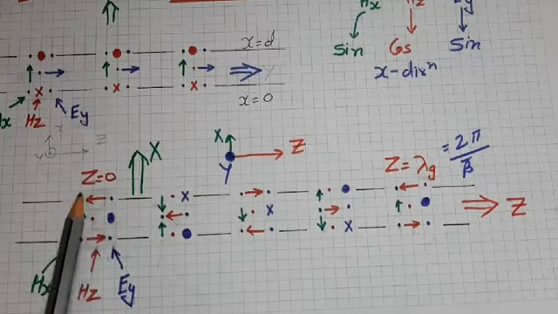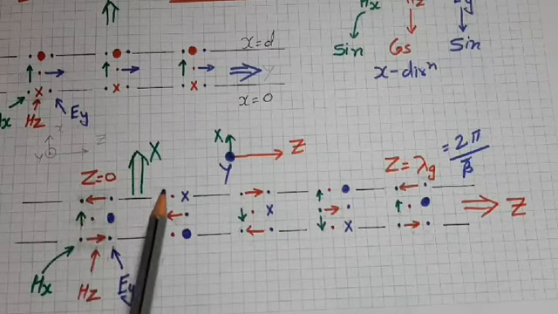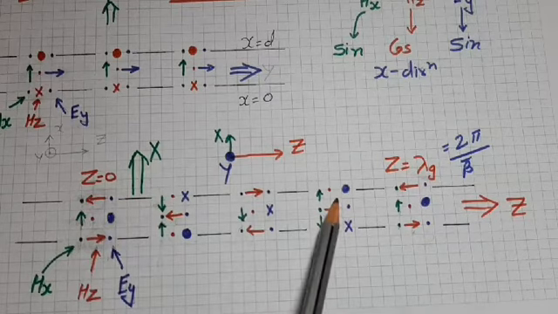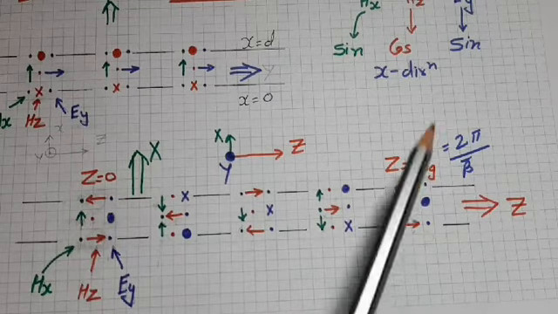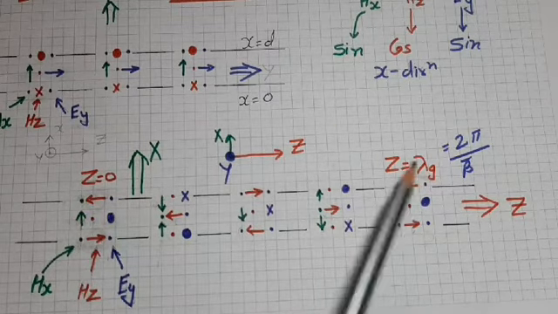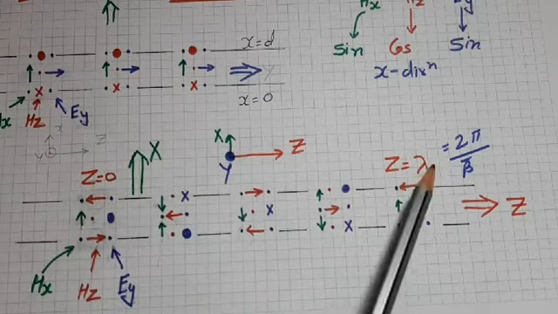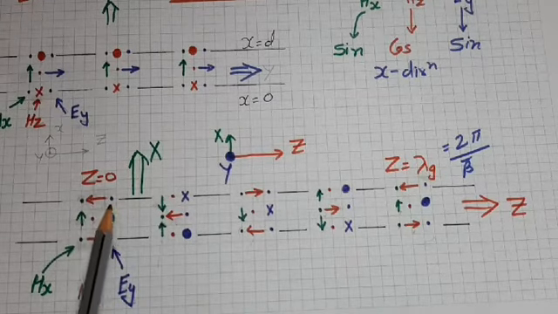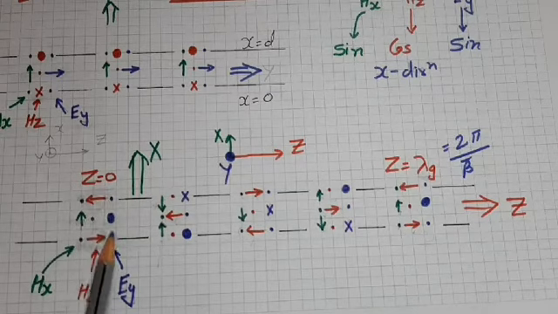For x is equal to d, it is negative max, then 0, then positive max, 0, then negative max. So this is the sinusoidal variation of Hz in z direction. Similarly, we can plot variation of Ey field in z direction.